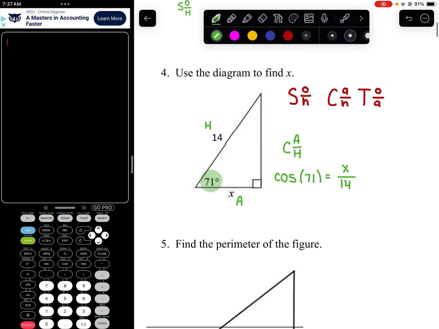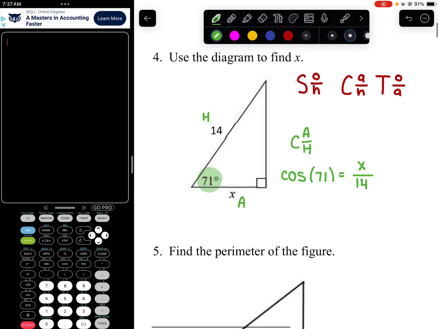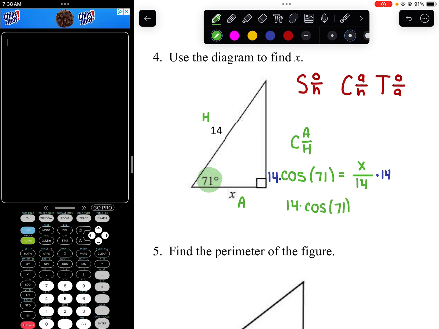So how do we solve for x? Remember, you want to get rid of your denominator in this case. So we want to undo a divide by 14 by multiplying 14 on both sides. So that left-hand side turns into 14 times cosine of 71. And on the right-hand side, times 14 cancels out divide by 14. So all we're left with is x.